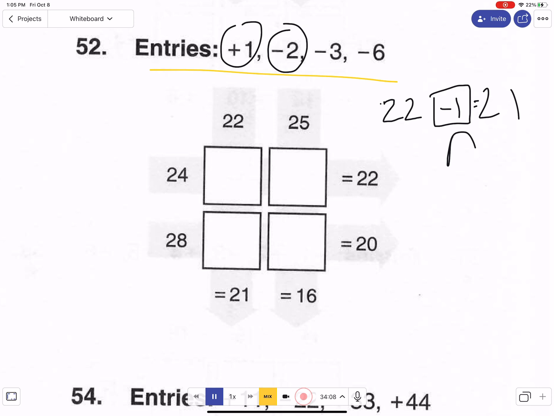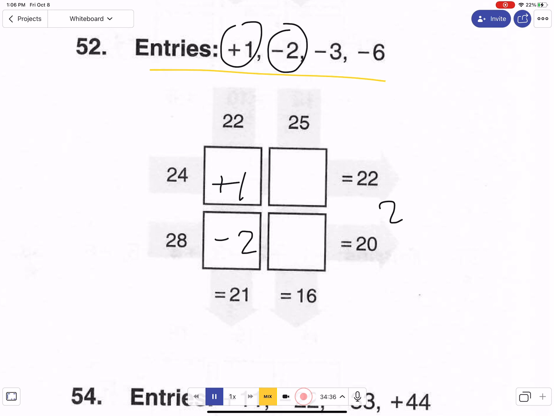So let's think. If we put plus 1 here, that would be 25. Do we have a minus 3? We do, so plus 1 would go there. Minus 2 would go here, since that makes sense, right? Right. So now we're going to do this row. Hold on, let me get rid of this part here.